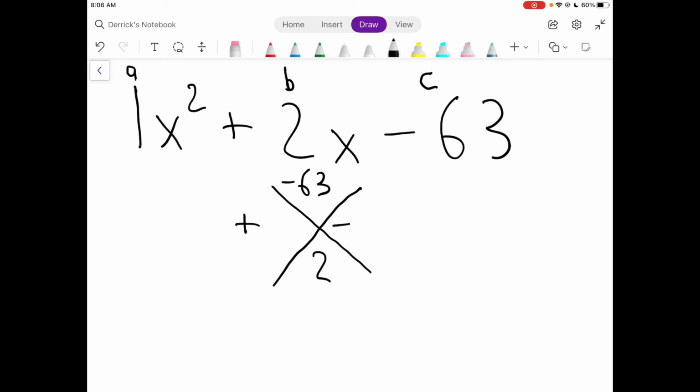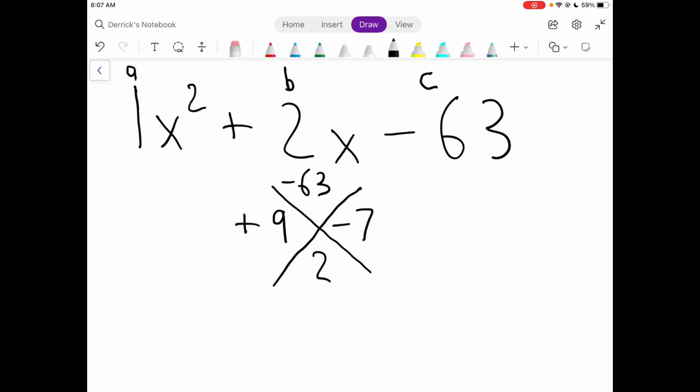So when I'm looking for factors of 63, I'm not really looking for factors that add to 2. I'm looking for factors that have a difference of 2. So in this case, what that would be is 9 and negative 7. 9 times negative 7 is negative 63, and 9 minus 7 is 2.